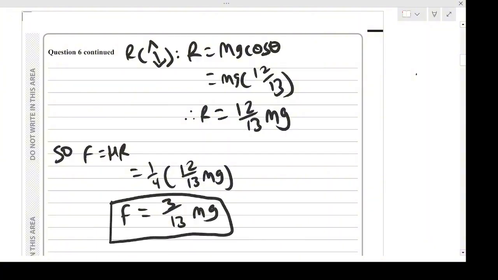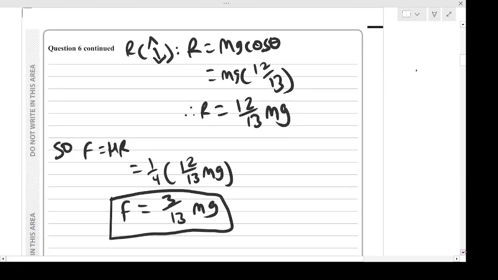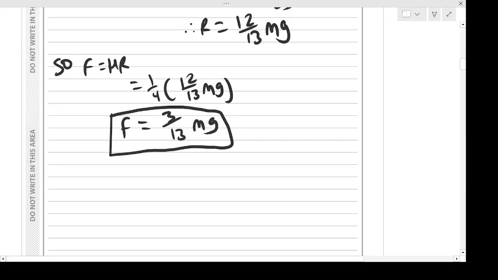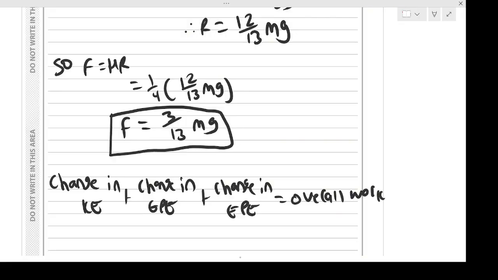Okay, now I think we're in a position to apply the work energy principle. How I like to do the work energy principle is with this formula here. I look at all the changes in energy, so the change in kinetic energy, then the change in gravitational energy, then the change in elastic energy, is equal to what I call the overall work. And that's my work energy principle.